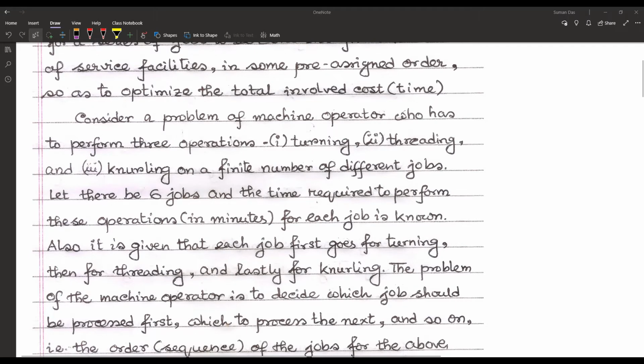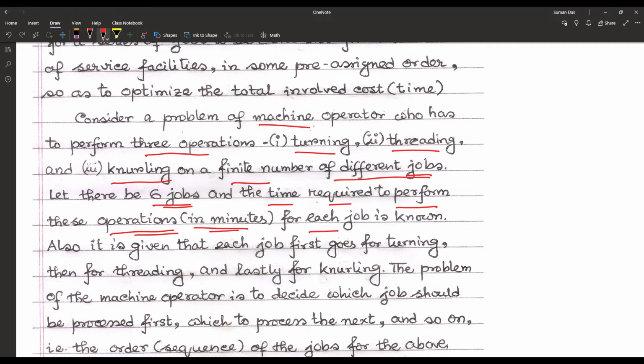Consider the problem of a machine operator who has to perform three operations: number one, turning; second, threading; and third, knurling, on a finite number of different jobs. Let there be 6 jobs, and the time required to perform these operations, in minutes, for each job is known.